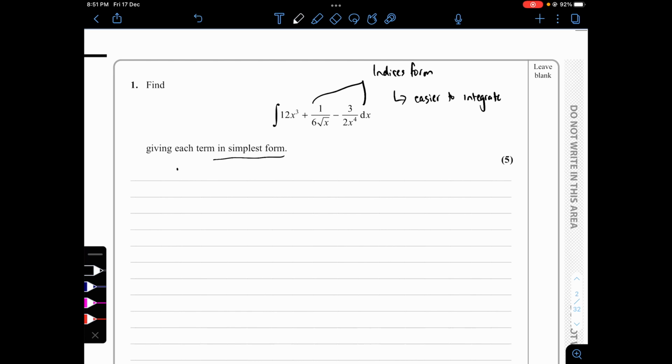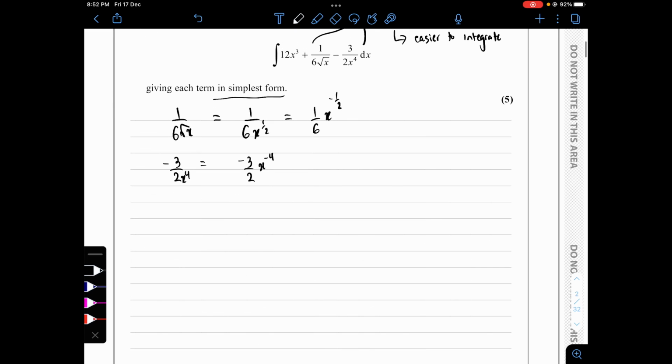So let's do that. 1 over 6 root x can also be written as 1 over 6 x to the power half. And we can bring this power up into the numerator. It becomes 1 over 6 x to the power of negative 1 over 2. Next, we have the term minus 3 over 2 x to the power of 4, which can also be written as minus 3 over 2, and we bring the x to the power of 4 up, becoming x to the power of negative 4. So those are our two terms.